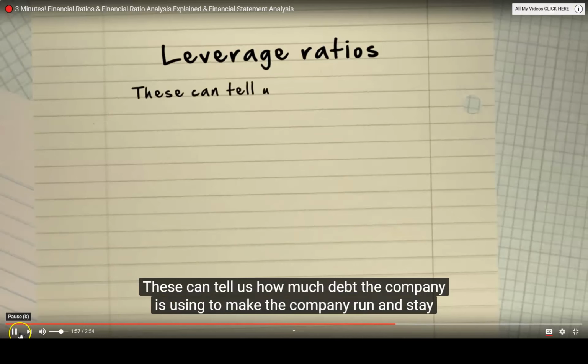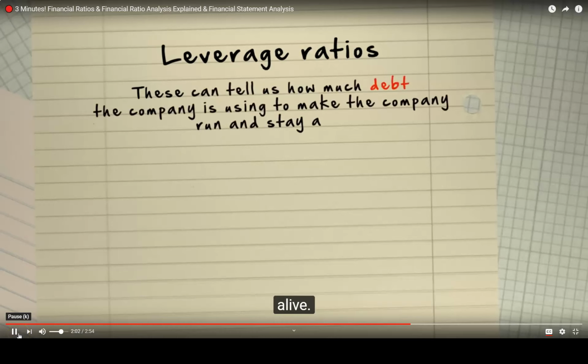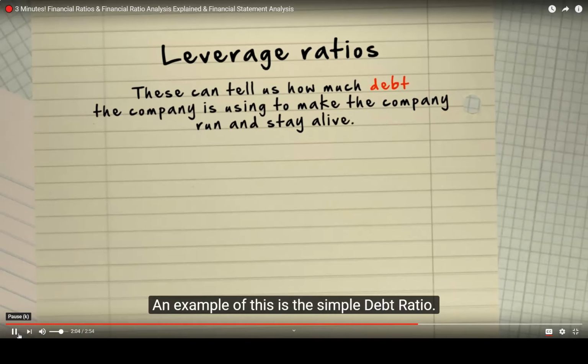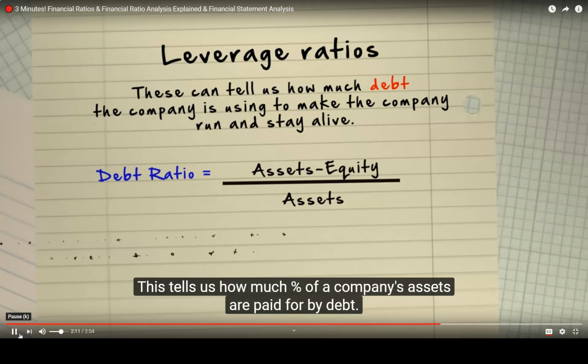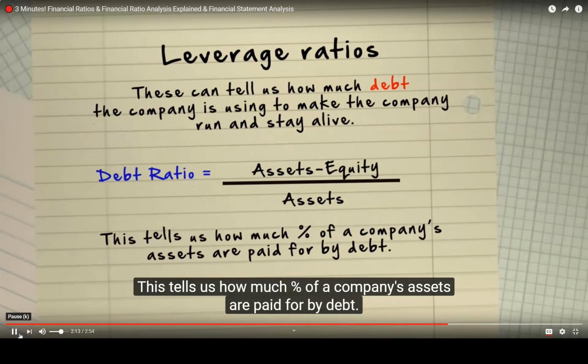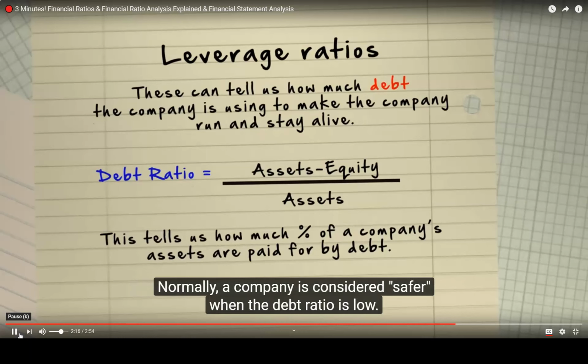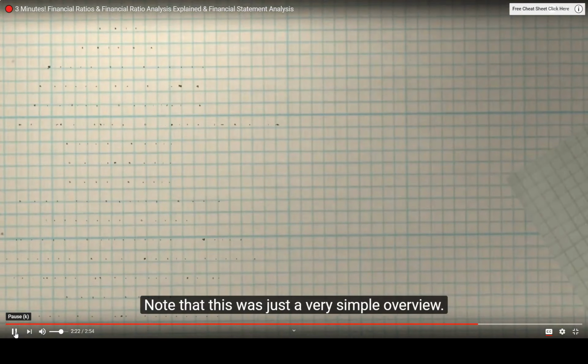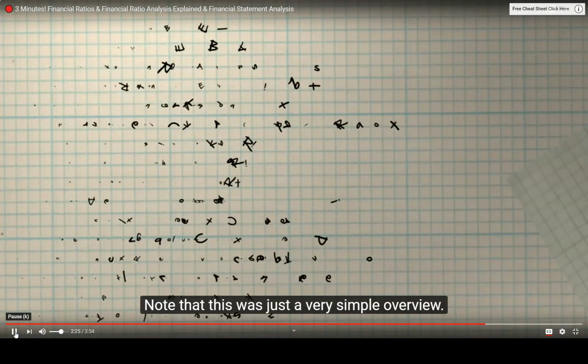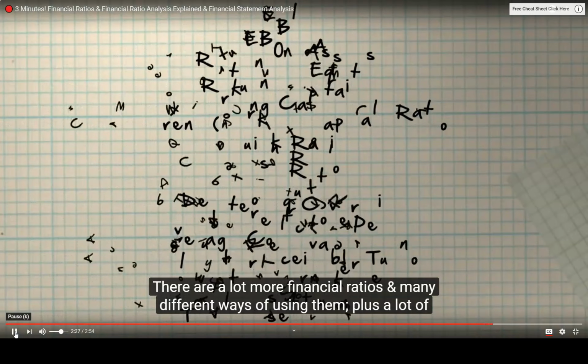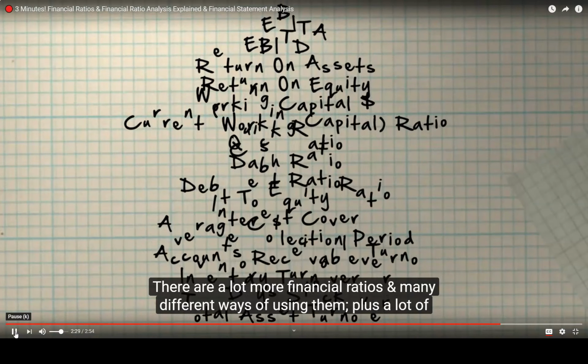These can tell us how much debt the company is using to make the company run and stay alive. An example of this is the simple debt ratio. This tells us how much percentage of a company's assets are paid for by debt. Normally, a company is considered safer when the debt ratio is low. Note that this is just a very simple overview. There are a lot more financial ratios and many different ways of using them.